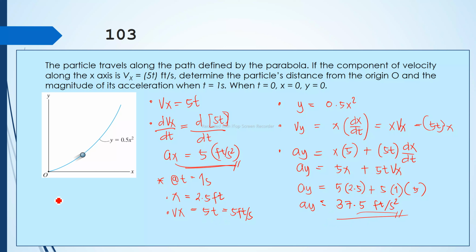As we already have our acceleration along x and along y, the magnitude of the acceleration is just equal to the square root of the square of the acceleration along x plus the square of the acceleration along y, which is 5 squared plus 37.5 squared. And we can solve that our acceleration is just equal to 37.832 feet per second squared.